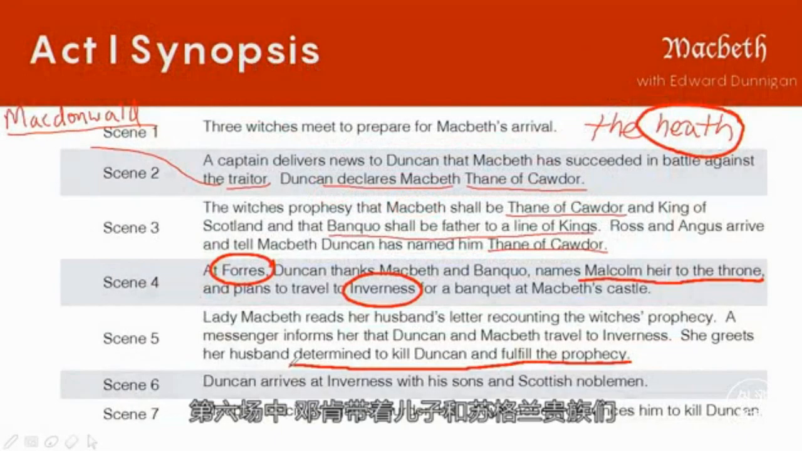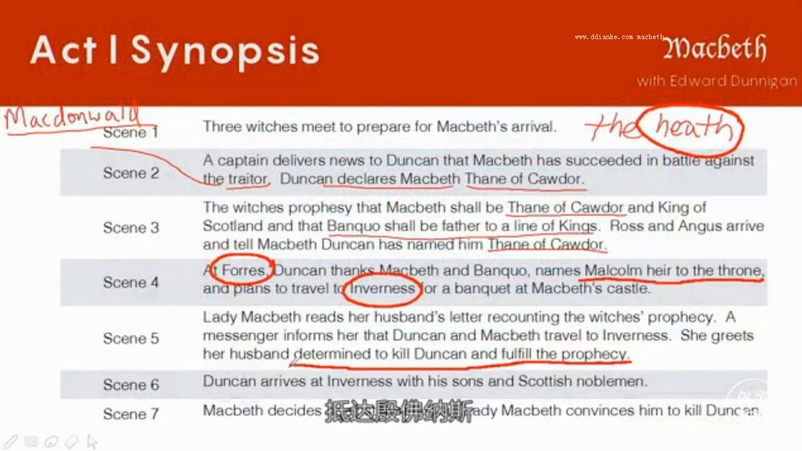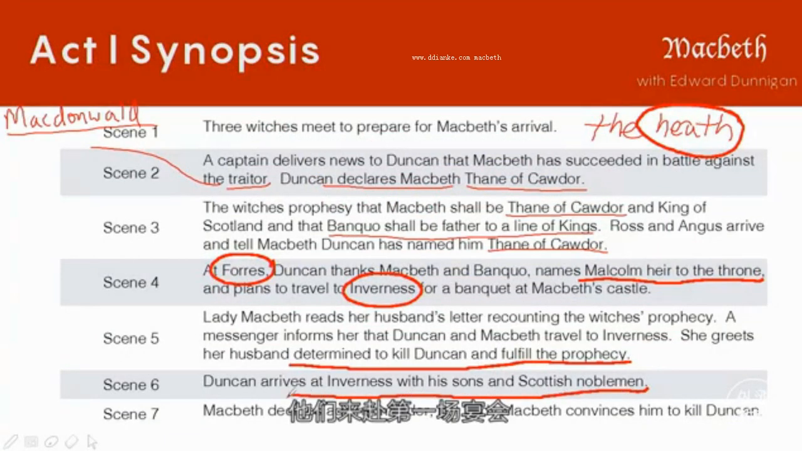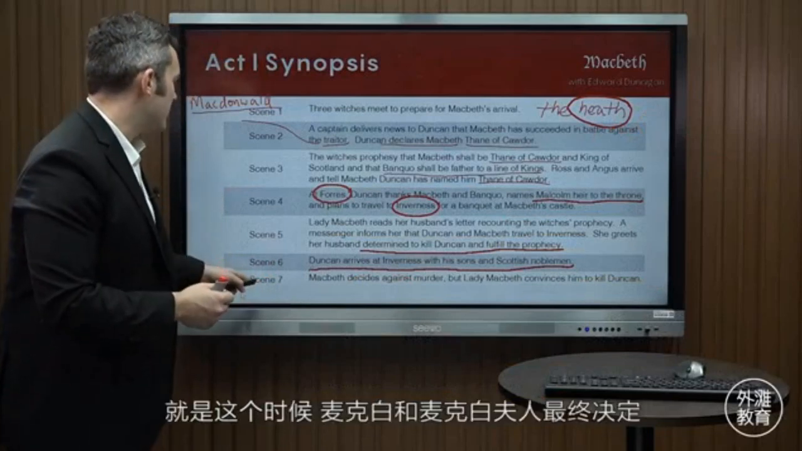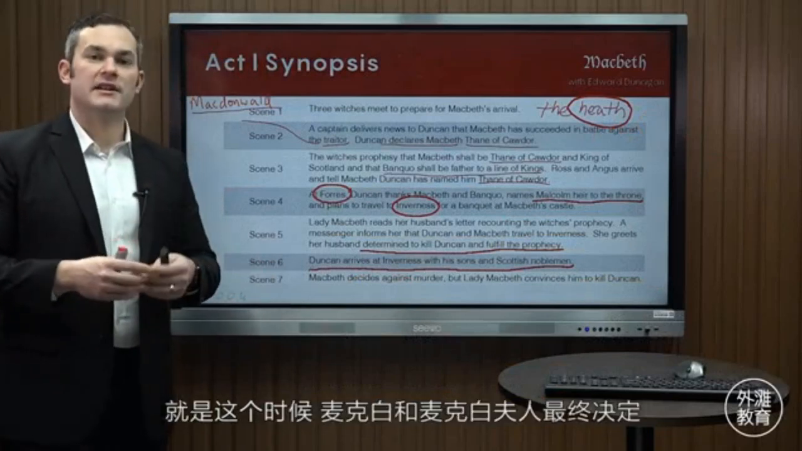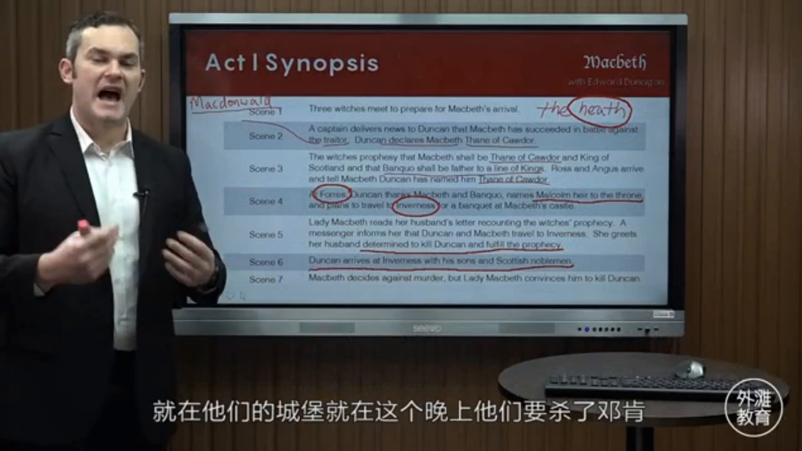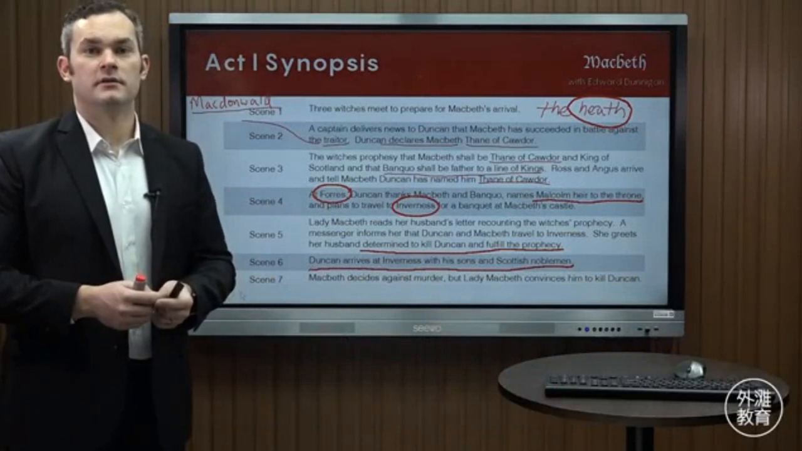In scene 6, Duncan arrives at Inverness with his sons and with the Scottish noblemen. So they're coming for the first banquet. And scene 7, Macbeth decides against murder, but Lady Macbeth convinces him to kill Duncan. And we started looking at the dialogue from this scene in an earlier lesson on dramatic speech. So this is when Macbeth and Lady Macbeth finally decide that they will kill Duncan that night in their castle.